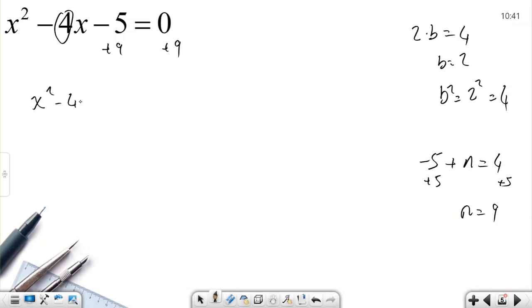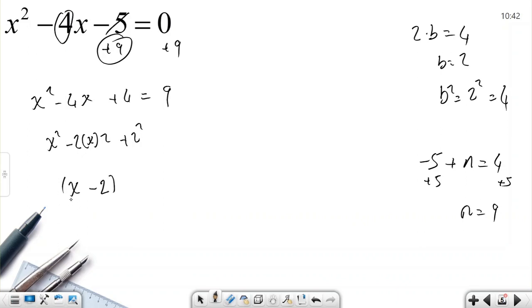So x squared minus 4x plus 4 equals 9. Why? Negative 5 and plus 9 together become plus 4. So this equation is now a perfect square. How do I know it? First one squared, minus 2 times first one multiplied by second one, so minus 2 times 2, minus 4, plus 2 squared, that's 4. We already find b and b squared, and our target is to make it a perfect square: x minus 2 squared equals 9. Now we made it a perfect square.